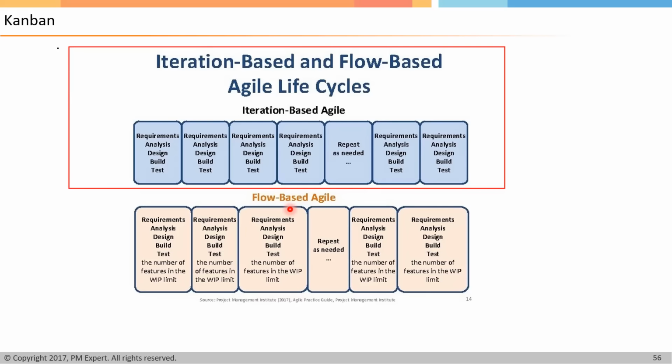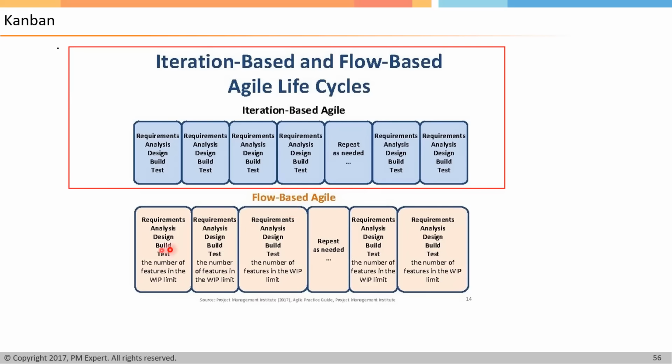Now in flow-based Agile, you follow a simple Kanban structure. You pick a small amount of work, let it go through, plan it, execute it, do daily stand-ups, have a review and a retrospection during execution, and deliver it. Take another small amount of work, deliver it. When you follow this, it is flow-based Agile.